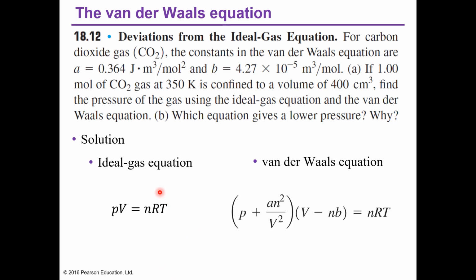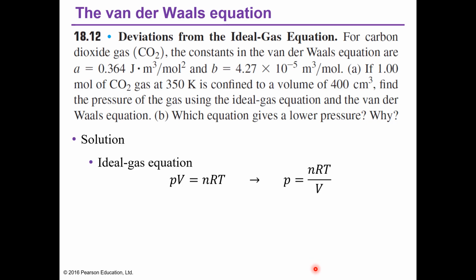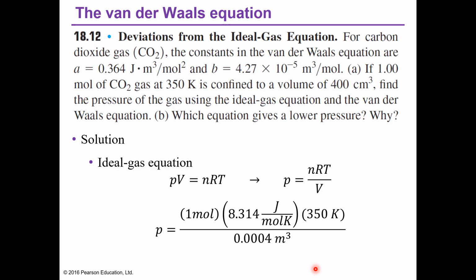So the solution is this. For the ideal gas equation, this is equal to PV equals nRT. And for van der Waals equation, nakoy nga ni na equation. Using first ideal gas, makuha na nako ang pressure. Pressure is equal to this. N is 1 mole, R is 8.314, temperature is 350, and the volume is 0.0004 meter cube. Sayon ra na i-convert, 400 centimeter cube is equal to this in meter cube. So pressure is around 71.8 atmospheric pressure using ideal gas equation.